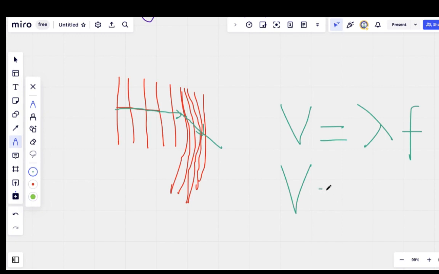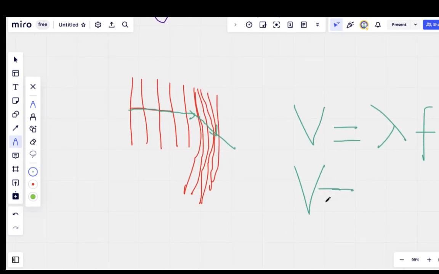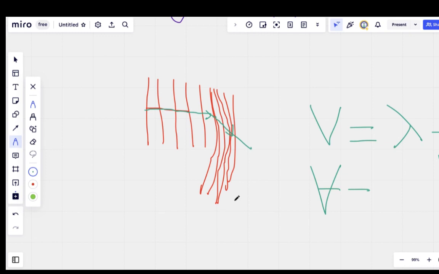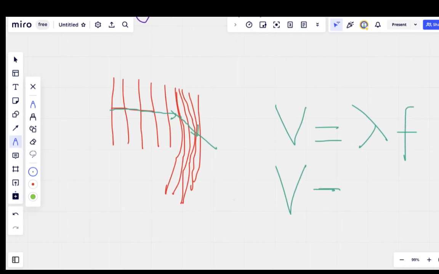We say speed is equal to the lambda. Okay, excuse me, 1 minute.